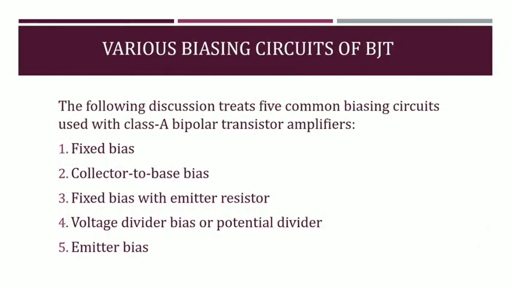The following discussion treats 5 common biasing circuits used with class A bipolar transistor amplifiers. They are fixed bias, collector to base bias, fixed bias with emitter resistor, voltage divider bias, and then emitter bias. Let us see one by one.